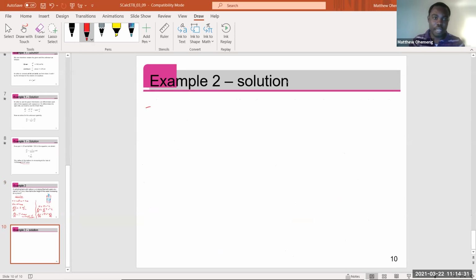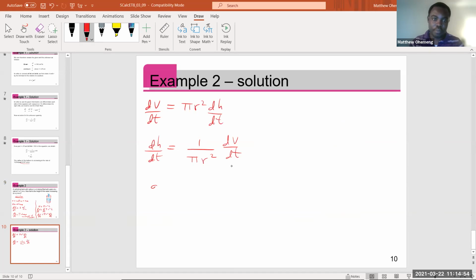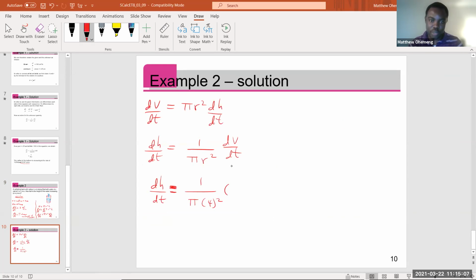Okay, so that means that dV over dt is equal to pi r squared dh over dt, right? So if I'm solving for dh over dt, then dh over dt will just be equal to 1 over pi r squared times dV over dt. Now let me see the information that I'm given and then put everything together. The radius is 4, so dh over dt becomes 1 over pi times 4 squared, times dV over dt. What is that one? That's 2.